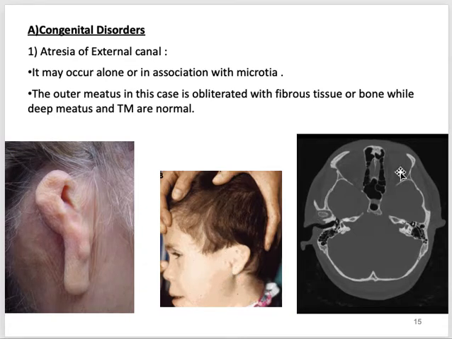We do a CT scan to see the condition of the internal ear, whether the structures are present or not, whether the tympanic membrane is present or not. Depending on whether the internal ear is present or not, surgical procedures are done, but simply when these structures are abnormal, we can just put a prosthesis.